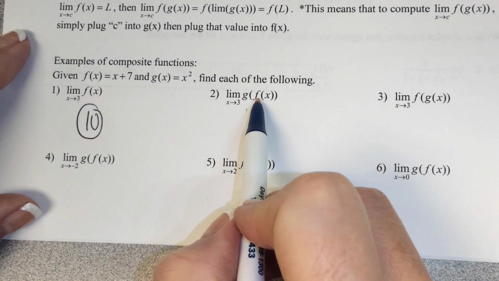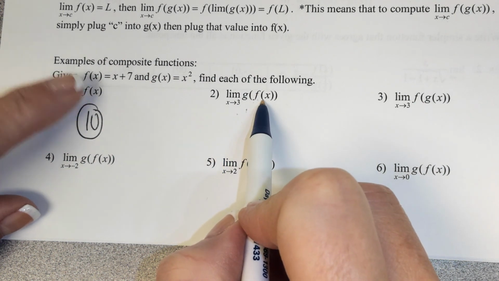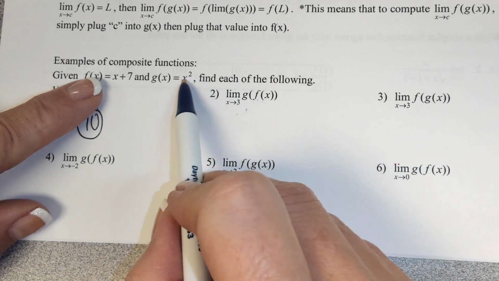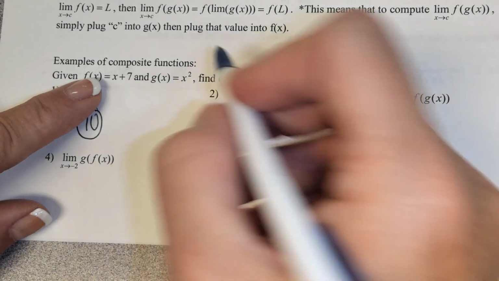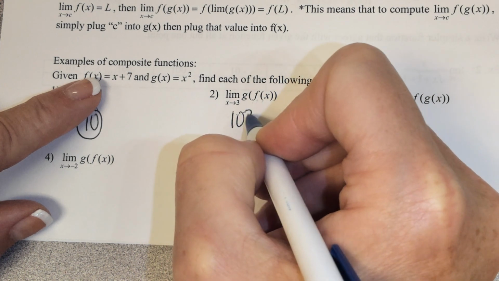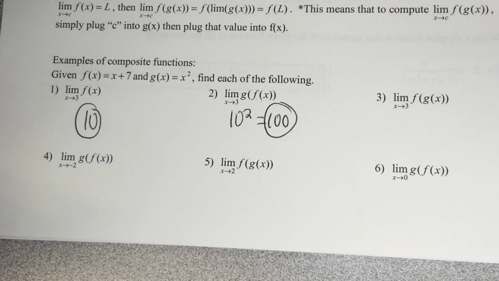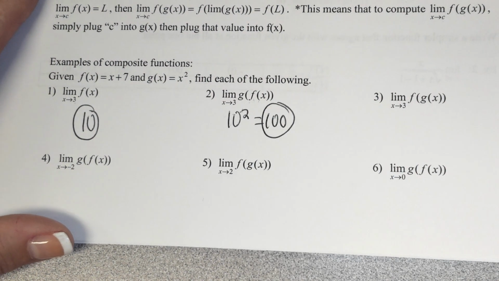This one looks complicated, but what do you think you should do? Plug the 3 into which function first? F. What do we get for that? 10. And now we plug that 10 into the g function. So our answer then is going to be just 10 squared, which is 100. See how that's very intuitive? It's just what it seems like you should do, and that is the correct method.